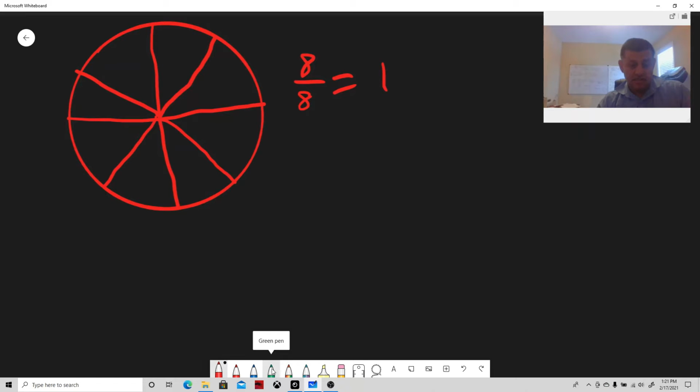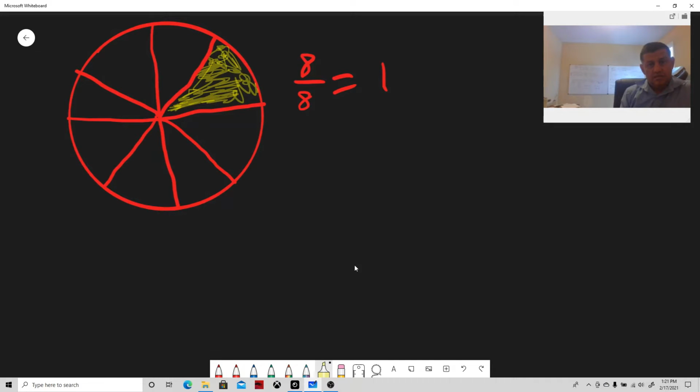Okay, so let's say that somebody from the family came in and ate the first slice, right? And let's say that we started with this one. So we start with the first slice of pizza. Somebody ate the first one.